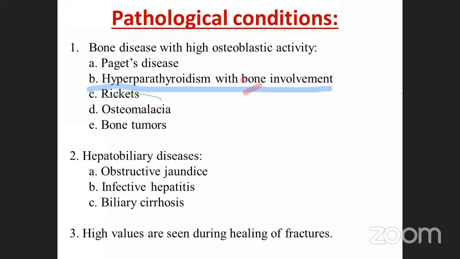Hence, activity is increased. Also, in hepatitis or hepatic jaundice, which is also concerned with the bile duct, moderately increased alkaline phosphatase activity is observed. Or in biliary cirrhosis, which is also related to the route of the enzyme activity. That's why in these conditions alkaline phosphatase activity is increased. High values are also seen during healing of fractures, for the mineralization purpose.